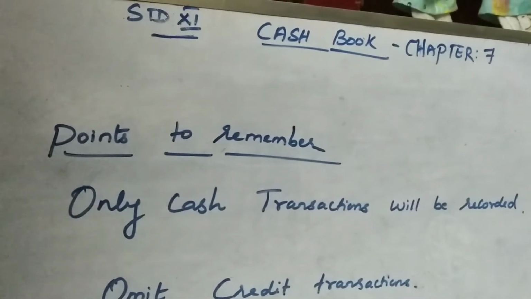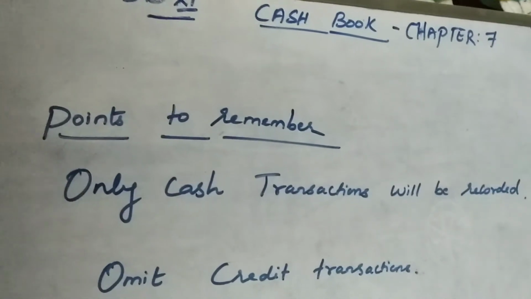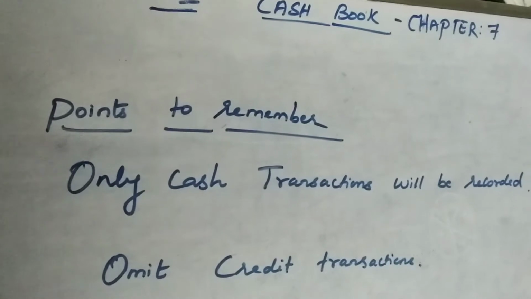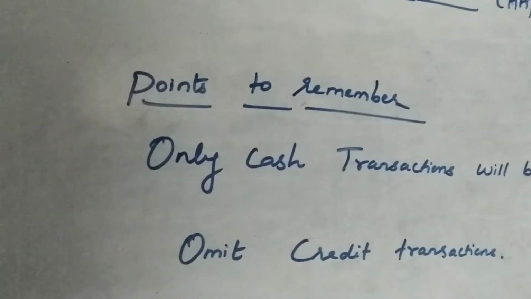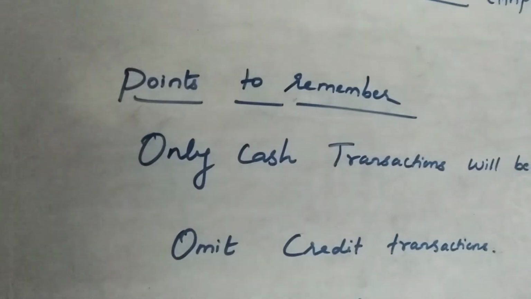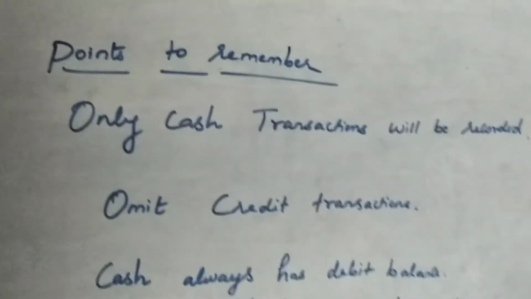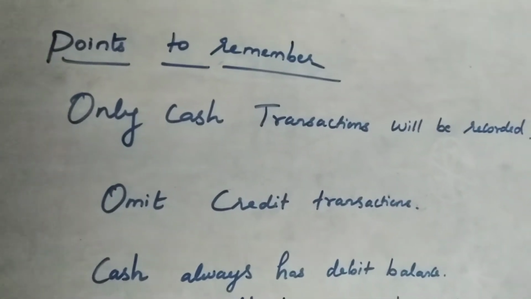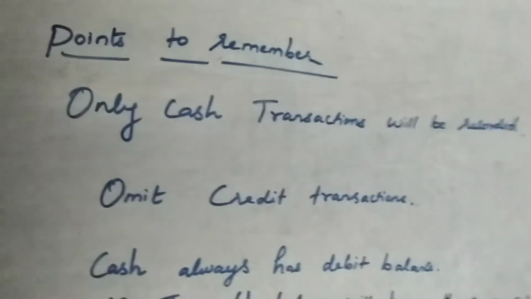So now, cash book is also a subsidiary book. All the cash transactions will be recorded in a book called cash book. There are certain points to remember before the preparation of your cash book. Only cash transactions will be recorded in the cash book. In case of any credit transactions, they have to be omitted.